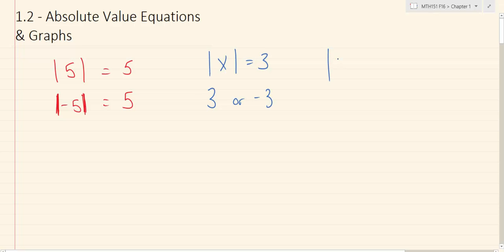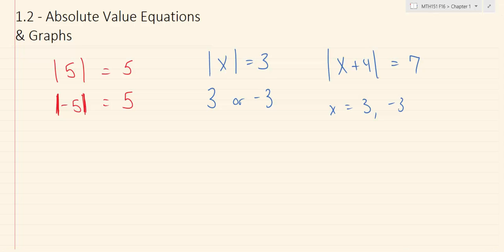How about this? Absolute value of x plus 4 equals 7. 3. So we'll say x equals 3. What's the other? Negative 3? Can I get just one answer and then just slap a negative on it? No. You guys shaking your head? No, you can't. I just can't. That's what I did over there.